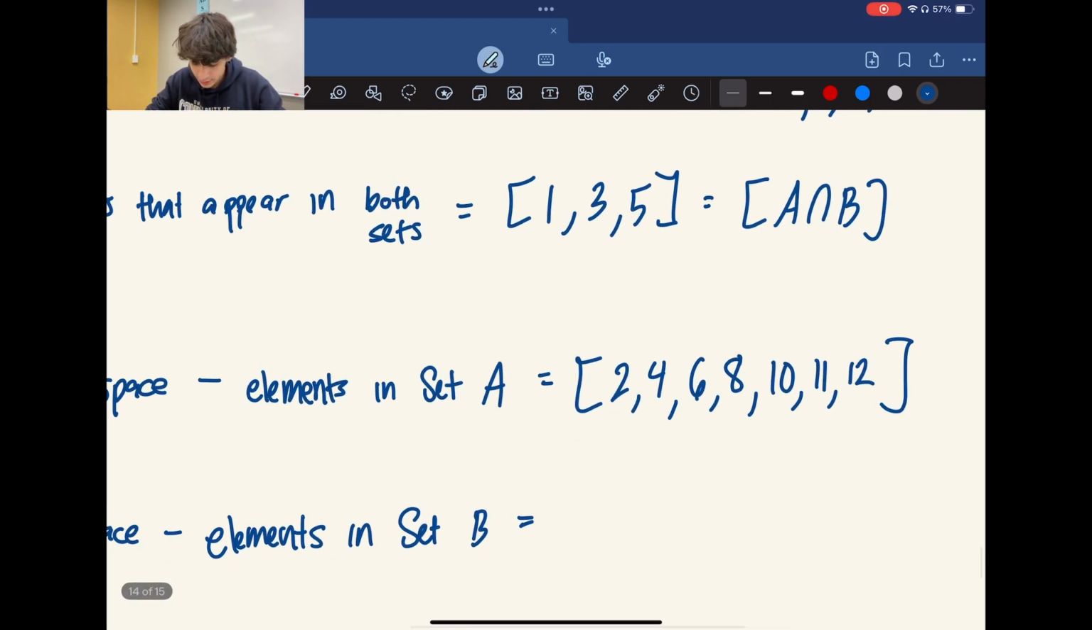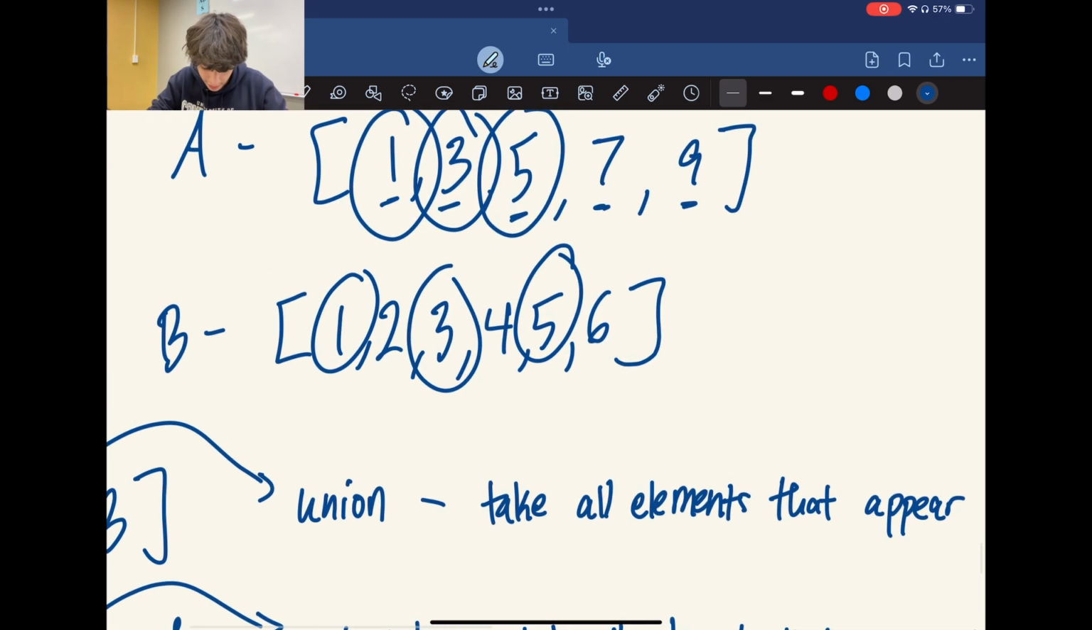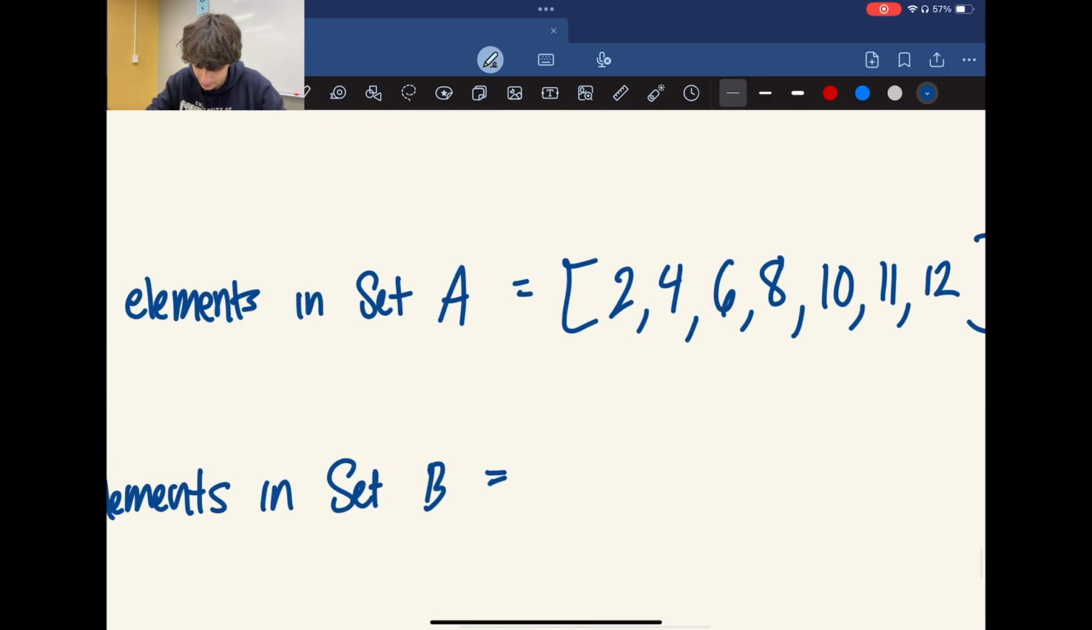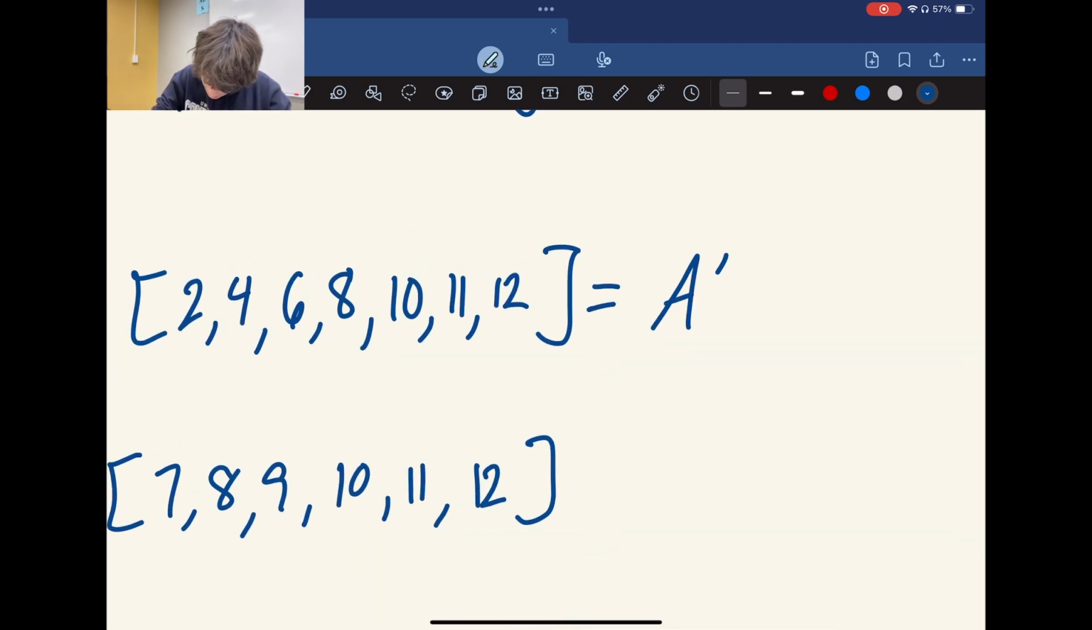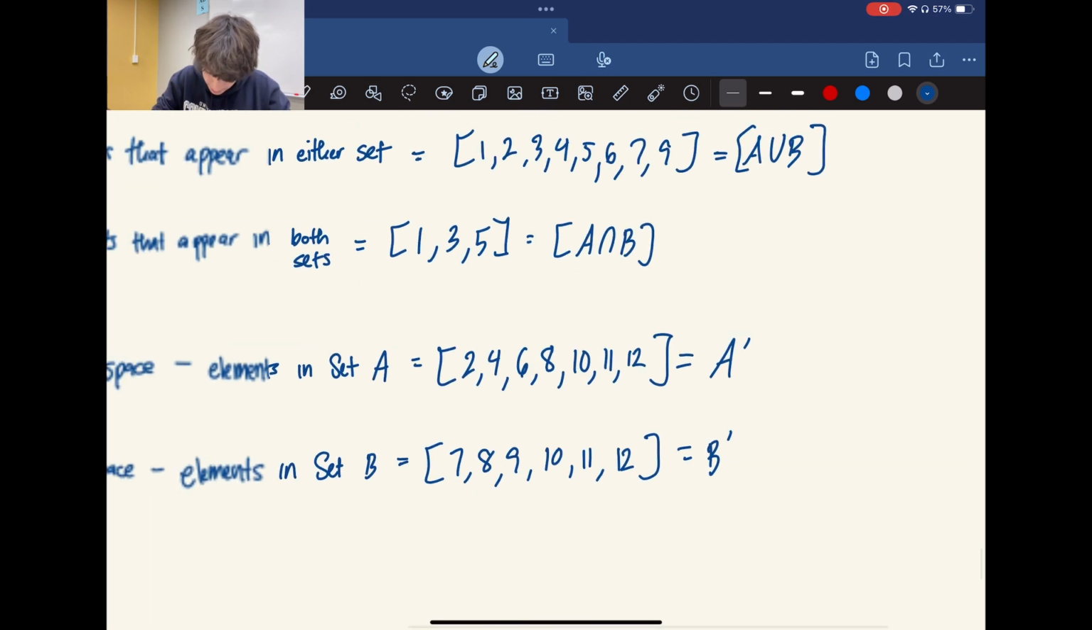For set B, the complement is going to be everything subtracted from the first 6 numbers. So B complement is equal to 7, 8, 9, 10, 11, 12. This is A complement, and this is B complement.